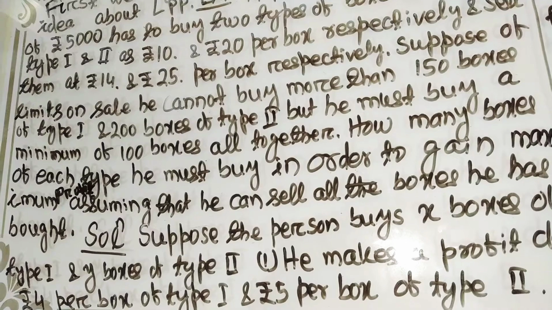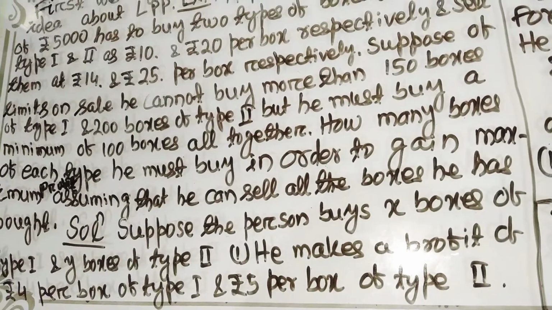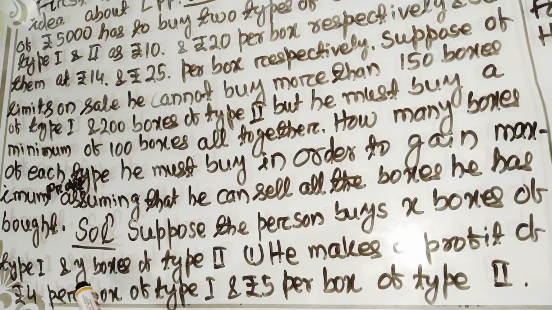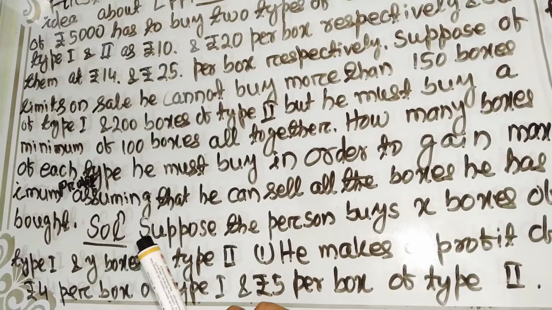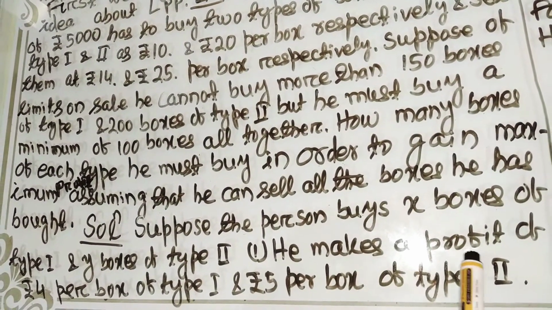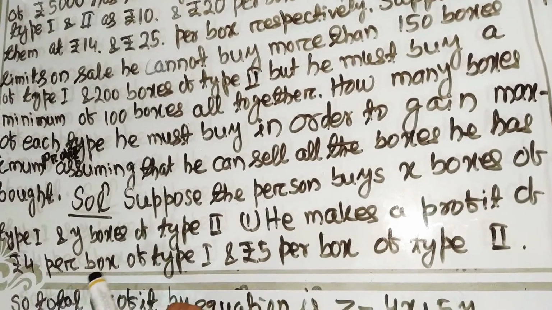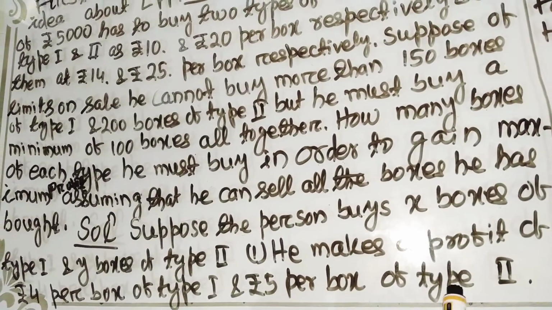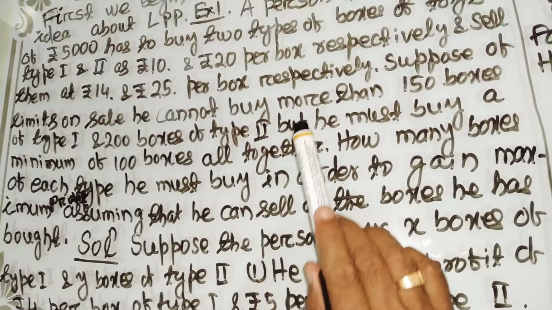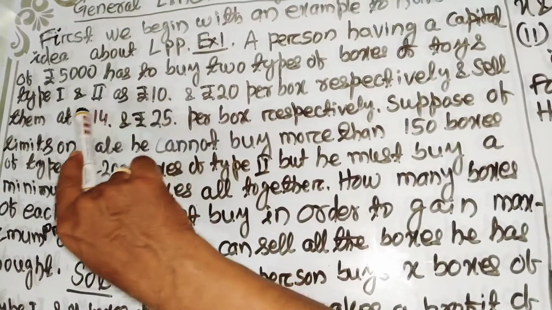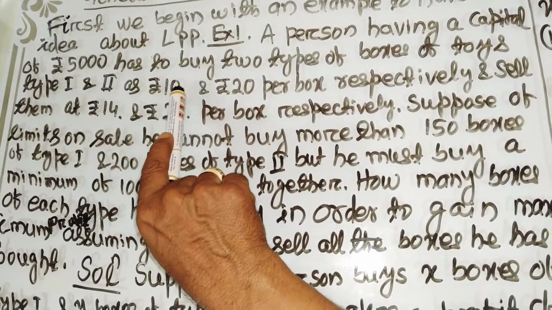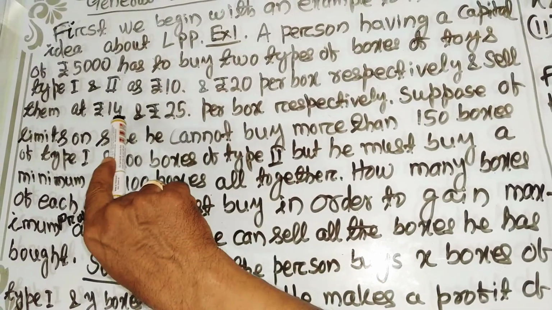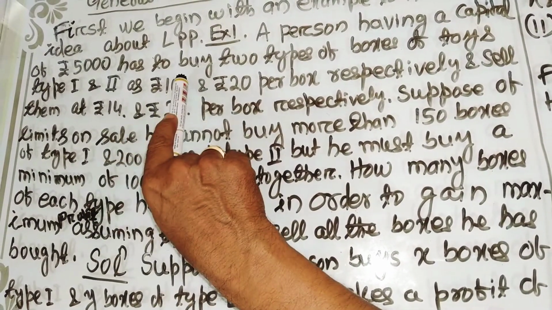Here, solution: suppose the person buys x boxes of type 1 and y boxes of type 2. He makes a profit of rupees 4 per box of type 1 and 5 per box of type 2, because he bought the type 1 toys at rupees 10 and sells them at 14. So the profit is 14 minus 10, that is 4.